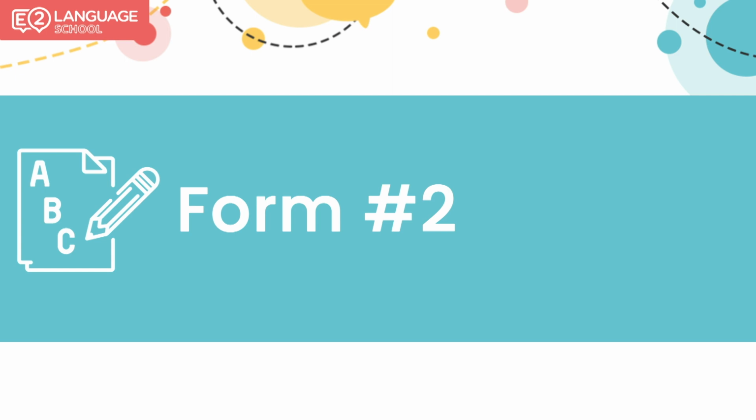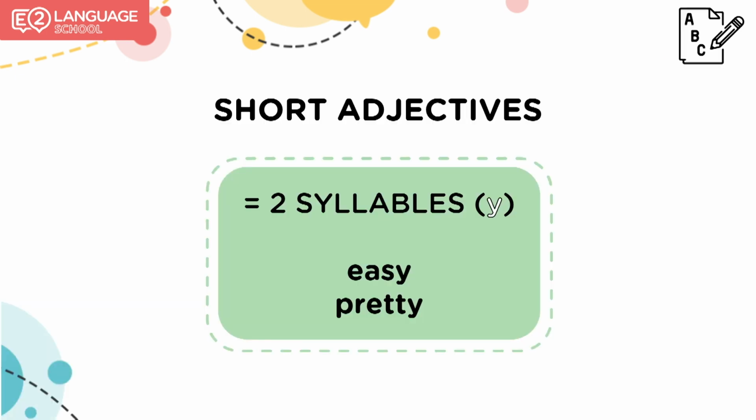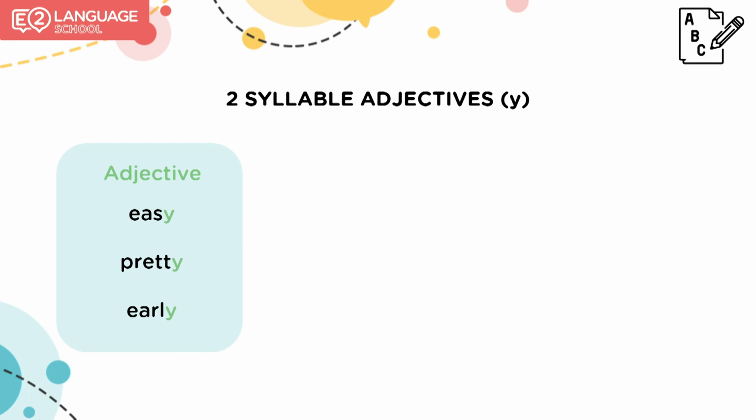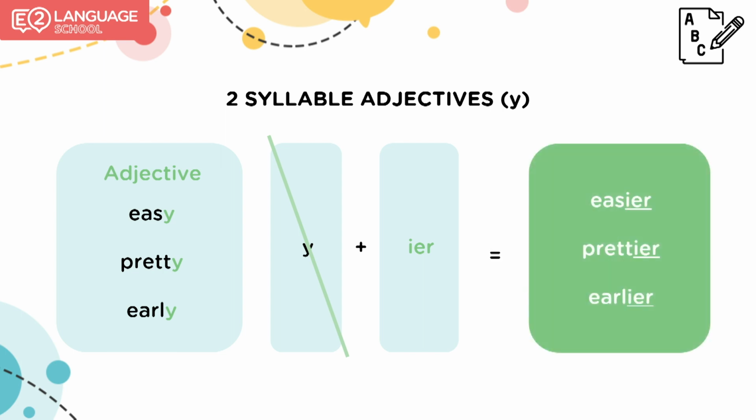Okay, time for our second form. This is for adjectives that have 2 syllables, but the word must end in Y, the letter Y. So for example, easy, pretty. The rule here is we take the adjective and then we delete the Y, we chop it off. And then we add IER. So that means easy becomes easier, pretty, prettier, early, earlier.